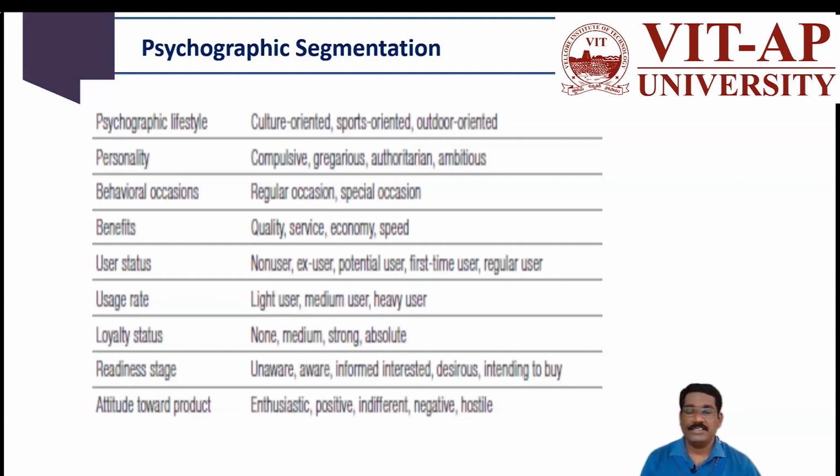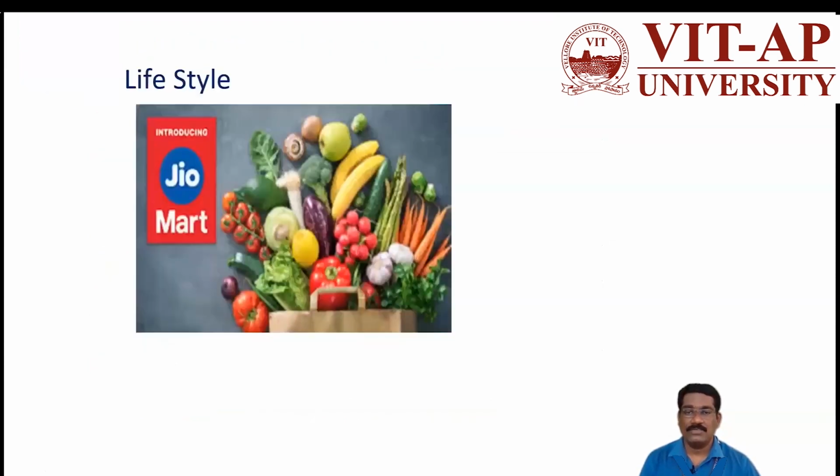The next one is the readiness stage. We have unawareness, aware, informed, interested, desirous, and intending to buy. Based on the readiness stage, you get different categories of segments, and also based on one more variable called attitude towards a particular product. The companies try to segment based on attitude, that is enthusiastic, positive, indifferent, negative, and hostile, towards a particular product or service.